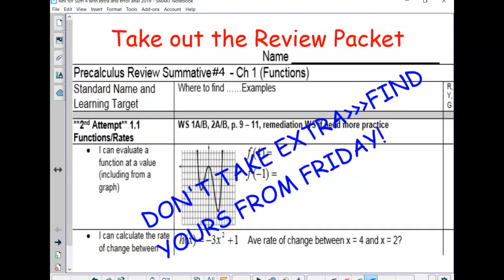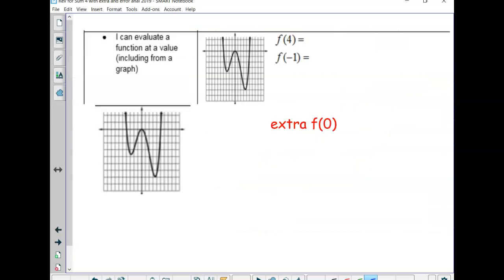All right, so we're looking at this review for tomorrow's summative. The first two sections on the review are actually the old sections that are being retaken. They're not first on the quiz tomorrow. But this first one, 1.1, is about evaluating a function, finding the rate of change, and stating if something is a function. So this didn't go well for some of you last time, so this is your time to fix that.